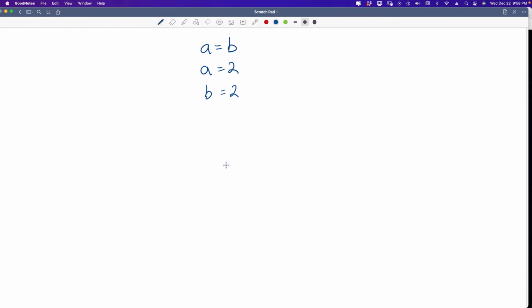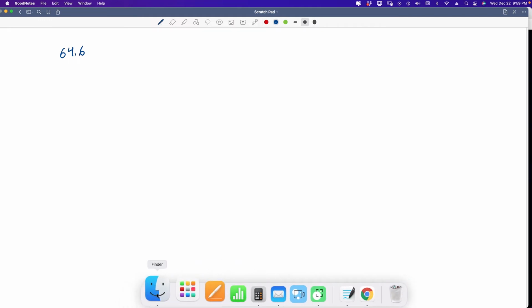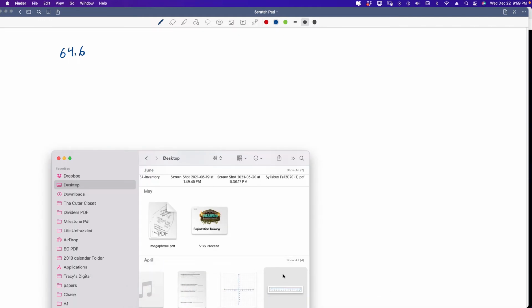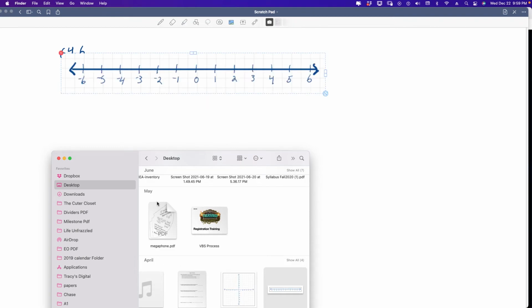Being able to recognize equal values within an equation based on information that you are given. It's important that you should be able to do so. It's called drawing conclusions and logical thought process. So let's look at number 64.6. All right, I need another graph. I'm going to pull it back up here. Here we go.